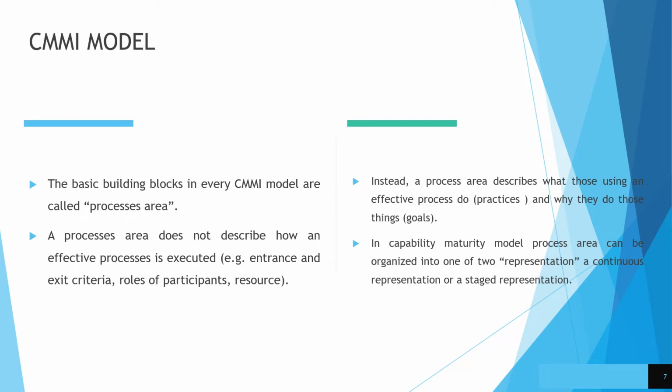So the CMMI model: the basic building blocks are generally called process areas. A process area does not describe how an effective process is executed. Instead, a process area describes what those using an effective process do and why they do it. In the capability maturity model, process areas can be organized into one of two representations, a continuous representation or a staged representation.